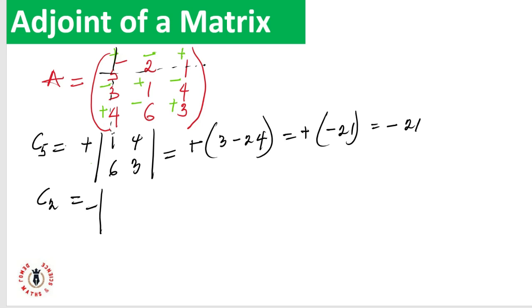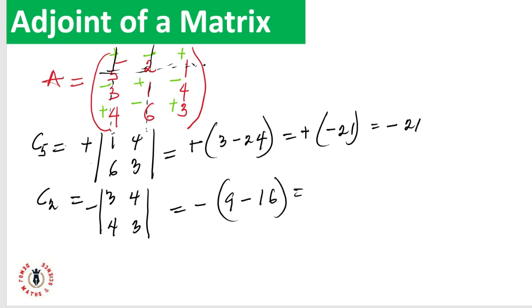Now, the sign attached to 2 is negative. So it's on this row and this column. So I have my elements 3, 4, 4, and 3. That will be the same thing as minus, 3 times 3, that's 9, minus 16, which is equal to minus 9 minus 16, that's minus 7, which is equal to plus 7.